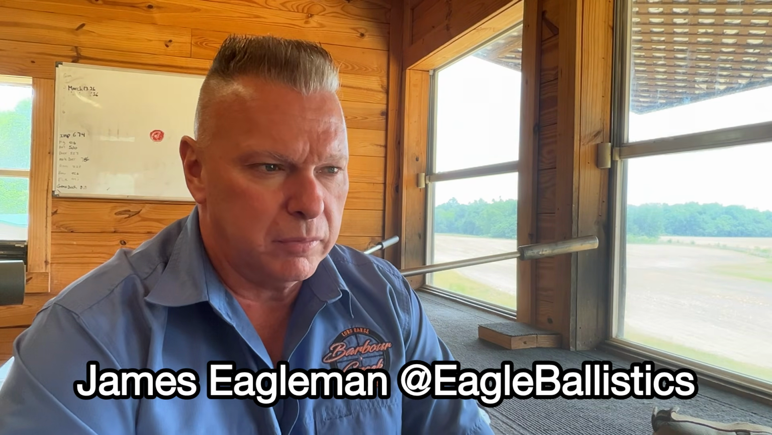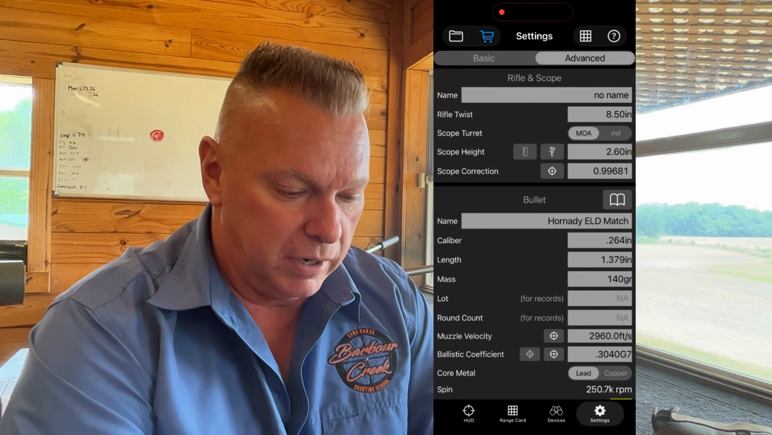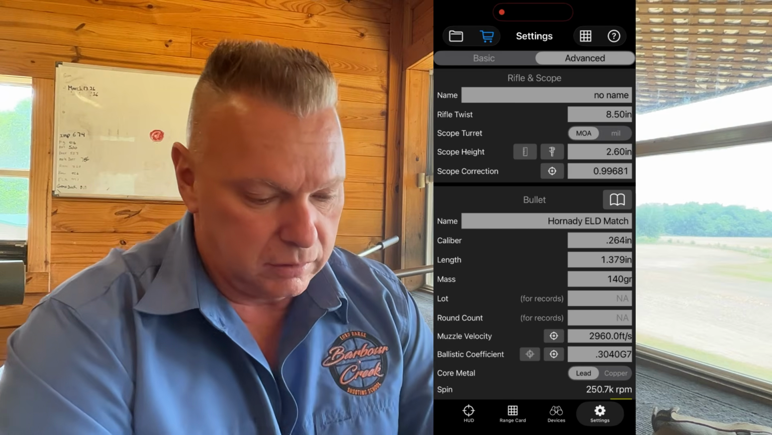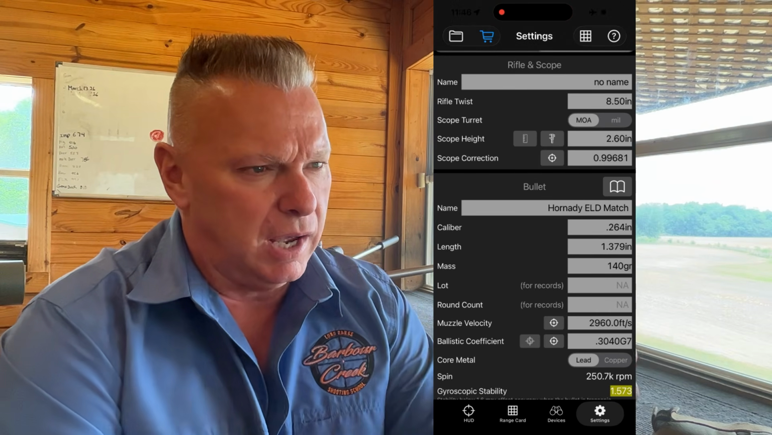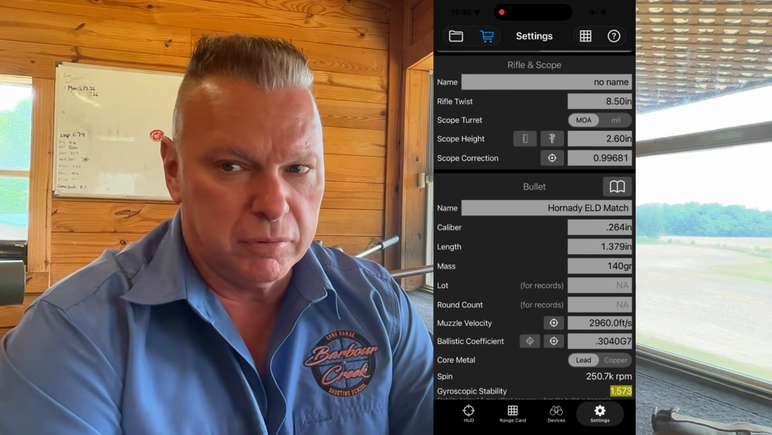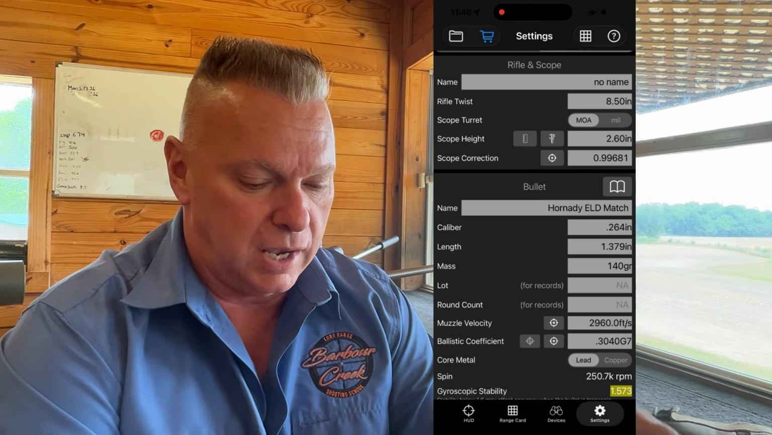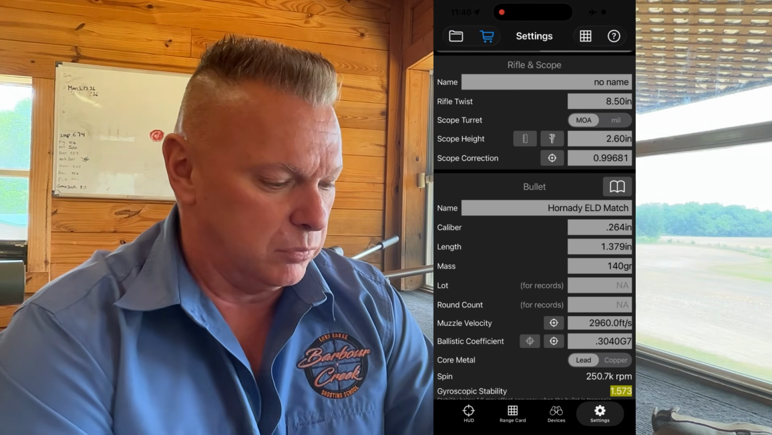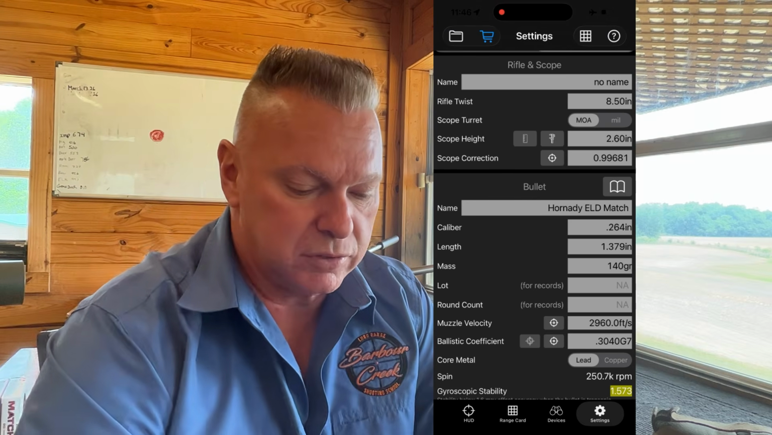Let's talk a little bit about RPMs, and then we're going to talk about gyroscopic stability. So in the EagleBallistics app, I'm going to go to settings. Now, I just started building this gun profile. By the way, we want to be in advanced mode, not basic mode. And the beauty of the EB app is I can pretty much build the gun before I build the gun. In other words, I can decide what barrel twist I want based on the bullet that I'm shooting and the RPMs of velocity and gyroscopic stability.